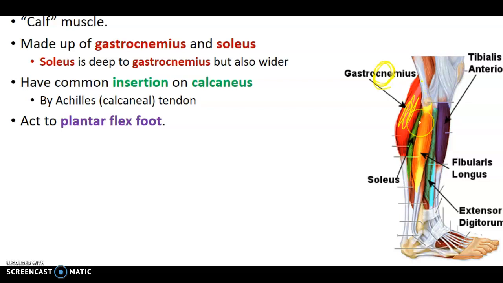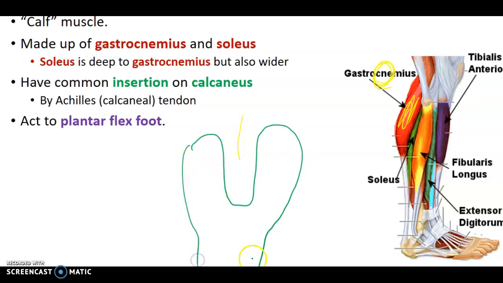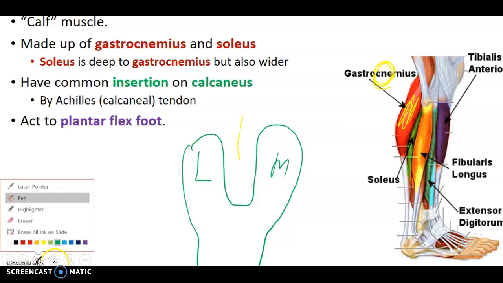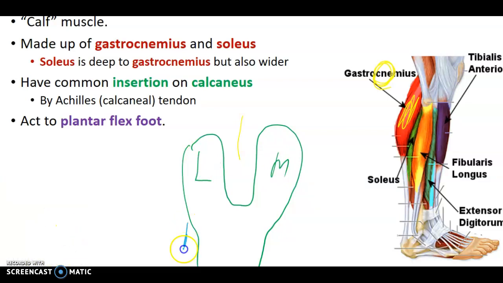So, gastrocnemius and the soleus. There's actually two heads to the gastrocnemius, like so. Looks like a big Y. So that is the lateral, and that's the medial head. Then the soleus would be a big muscle underneath all this. It's actually a flat muscle. So their common insertion is the calcaneus by the Achilles tendon. It's a calcaneal tendon, fine. And it plantar flexes the foot.